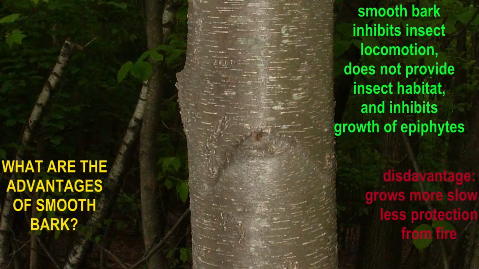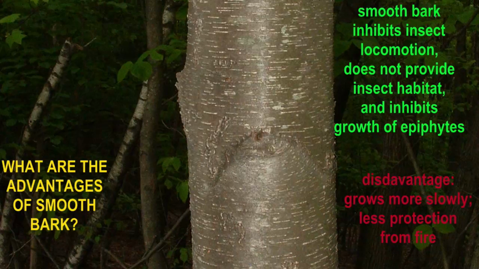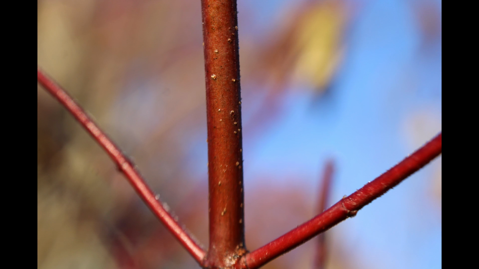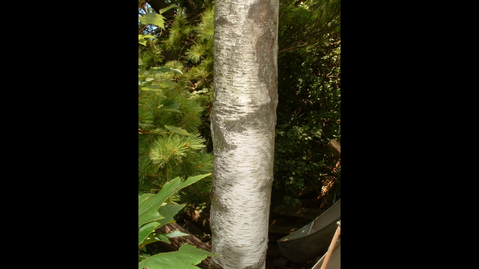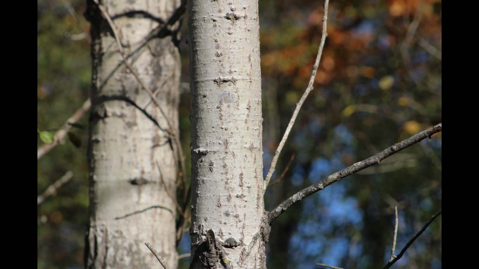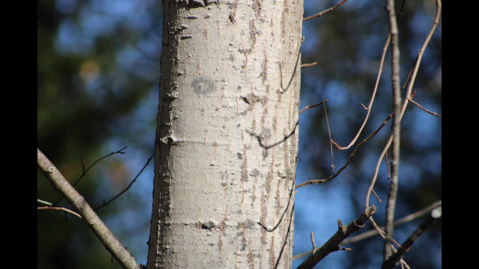So, for example, smooth bark makes it harder for insects to walk upon. Insects do not have crevices that they can hide within, so there are fewer insects which would find the bark a habitat. And then lichens, mosses, plants, and fungi which would grow on the tree trunk, called epiphytes, would also find it more difficult to anchor themselves. There are disadvantages to smooth bark.